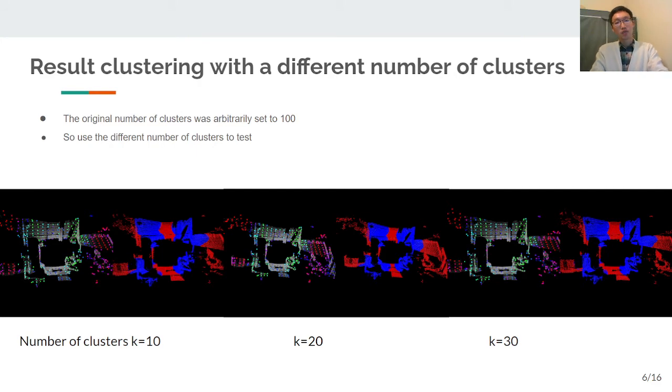After discussions, we thought the problem might come from the clustering algorithm K-means. The original number of clusters was arbitrarily set to 100. So in the next test, we increased it in intervals of 10 up to 100 to see whether the results changed. We found that the results from 10 to 20 improved, because more parts of the object were covered by the blue area. From 20 to 30, the results changed back. We suspect that the source of the problem is indeed the K-means algorithm.